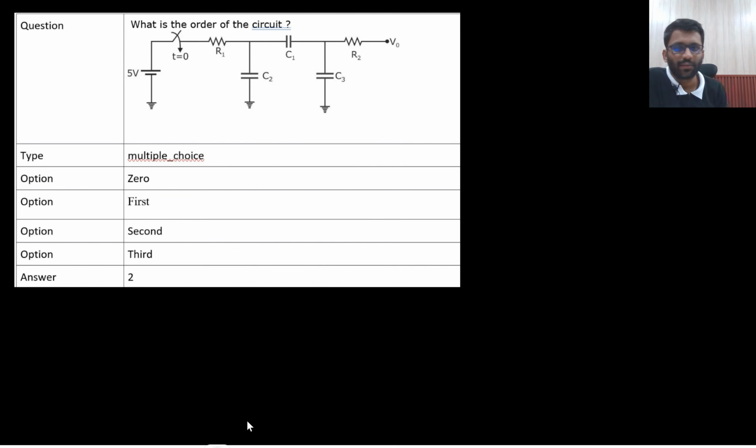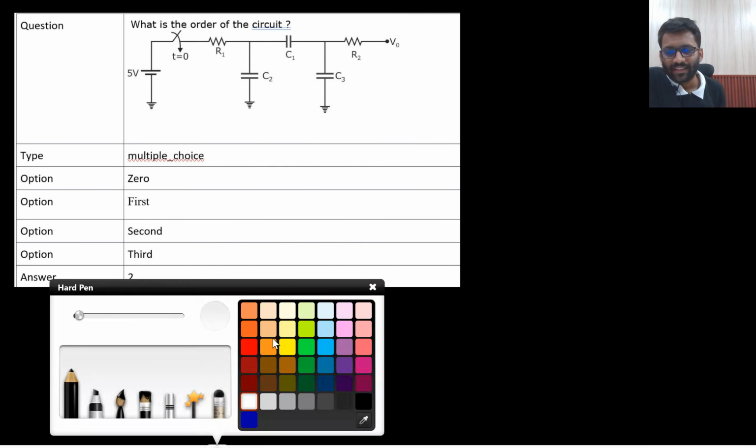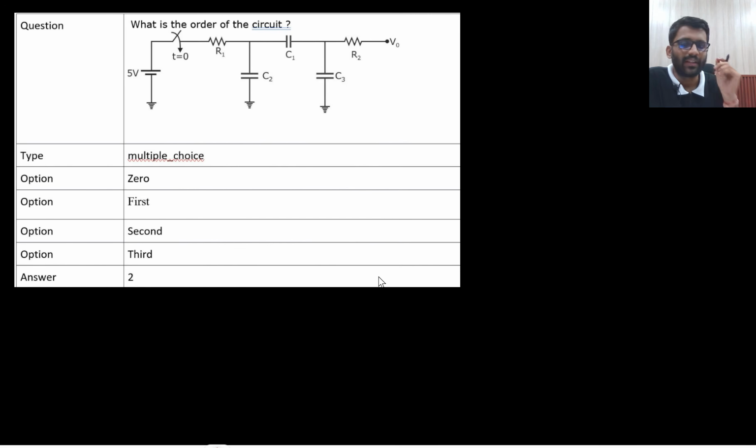Okay, then what about this one? What is the order of the circuit? What do you think? Second order, third order? Look, what did I tell you in one of the videos? I have told this method. You have to give independent voltages to the storing elements. If I cannot write the potential across all three capacitors in terms of the known voltages. What is my known voltage? That is 5 volt. So in terms of known voltage, I cannot write the potential across all these capacitors. So at least one independent voltage I will have to give. Let's just say I give independent voltage Vx to this one.